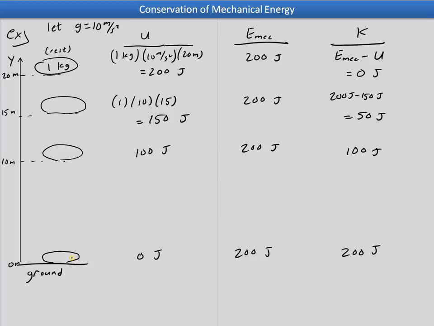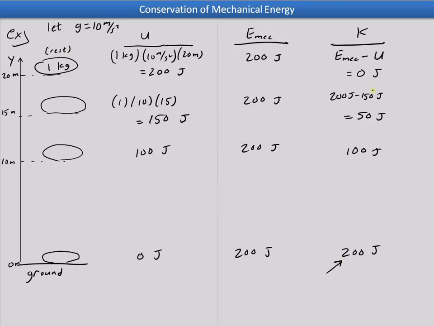So in fact, using conservation of mechanical energy is another way to calculate the speed of a falling object. In some ways it's a little bit more straightforward, maybe conceptually more straightforward. Mathematically, it's just the same as using kinematics.